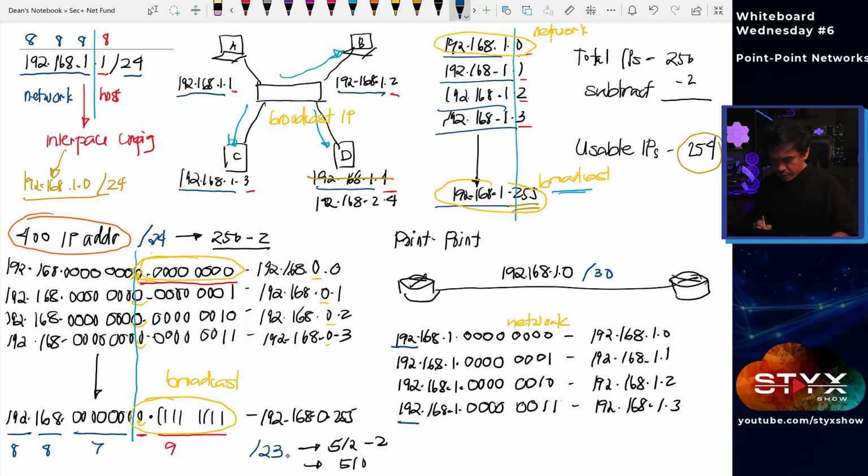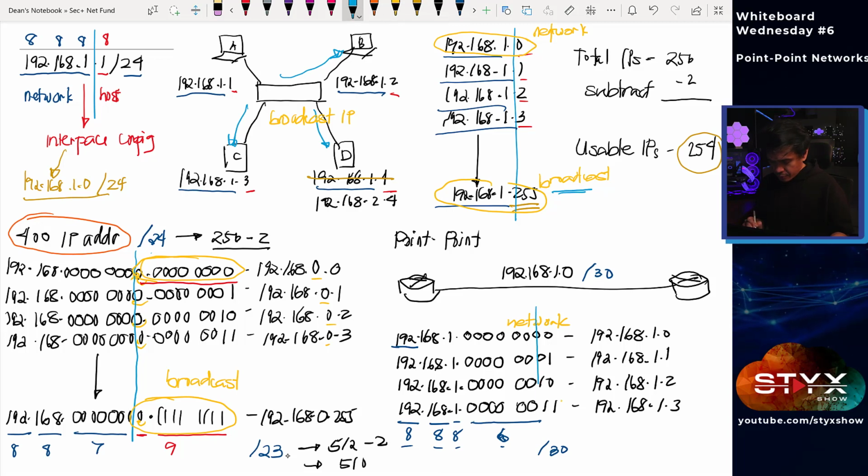This is 8, the first octet. This is the second octet, which is 8 bits. And what we did is we borrowed 6 bits from our original /24. We added 6 bits from the host side. So this makes it a total of /30. 8 plus 8 plus 8 plus 6, a total of /30.